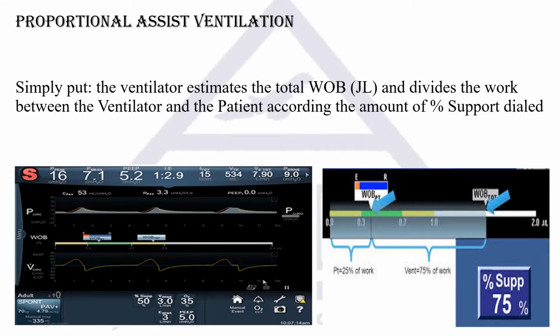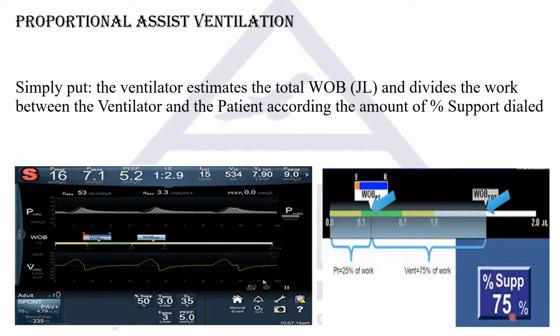So to simplify what we just talked about, and I know there's a lot of calculation and mathematics, what proportional assist ventilation does is the ventilator estimates the total work of breathing in joules per liter and divides that work between the ventilator and the patient according to the amount of pressure support dialed. So if you look at that bar that is usually displayed by the ventilator, here it goes between 0 to 2 joules per liter, and it shows you that the total work here was about 1.5.